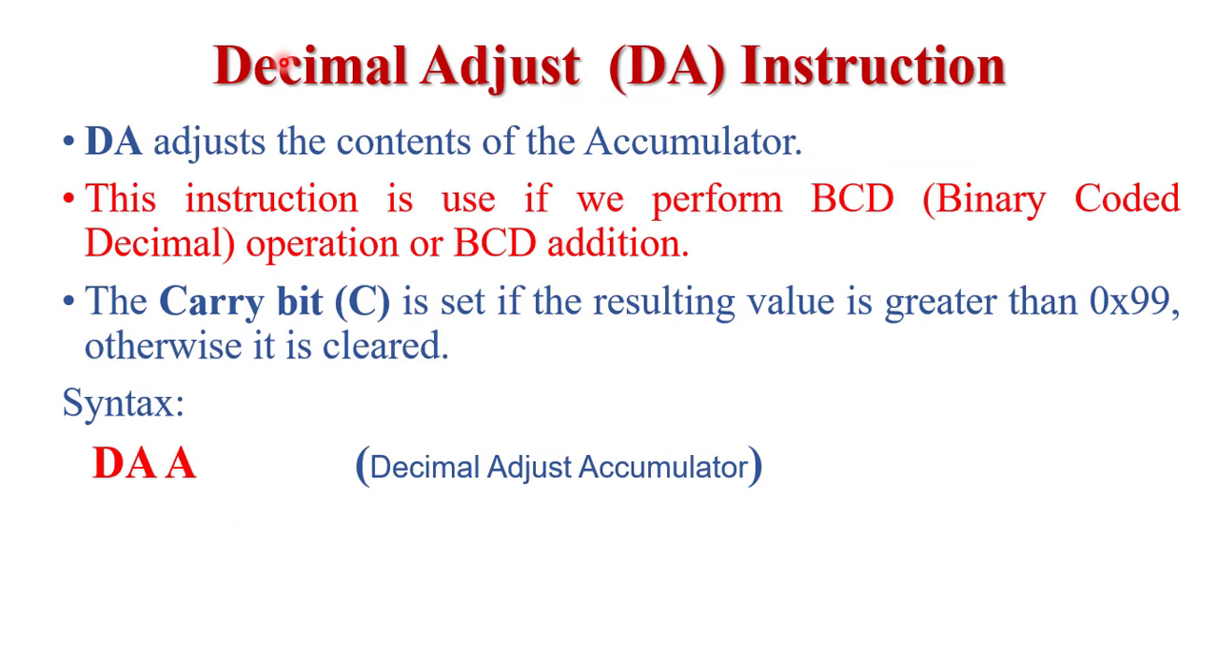Now next is the decimal adjust instruction. The opcode of this instruction is DA. The decimal adjust instruction adjusts the content of the accumulator. This instruction is used to perform BCD operation, that is binary coded decimal operation, or BCD addition. The carry bit is set if the result value is greater than this number, otherwise it is cleared. The syntax of this instruction is DA A. This instruction tells decimal adjust accumulator.